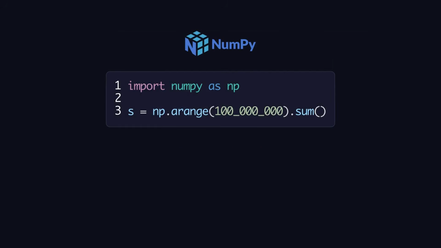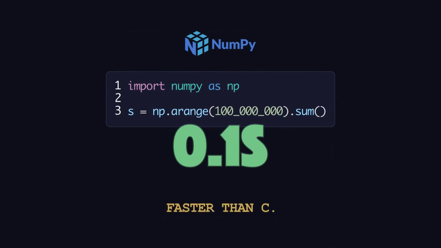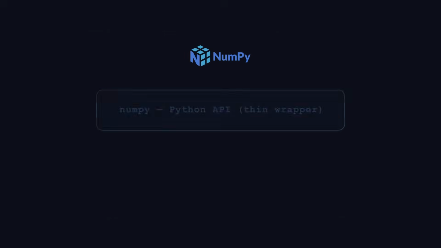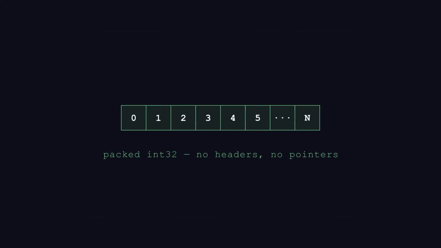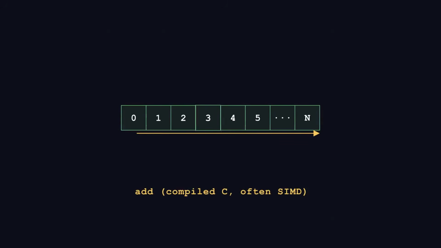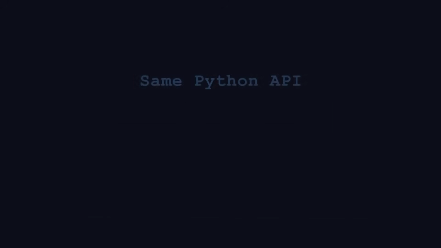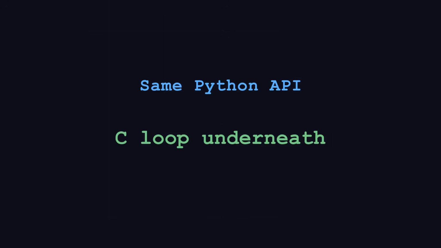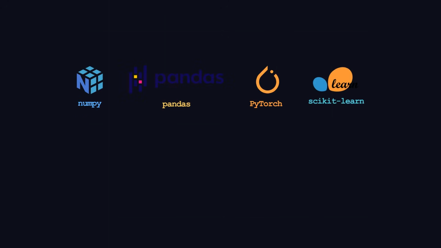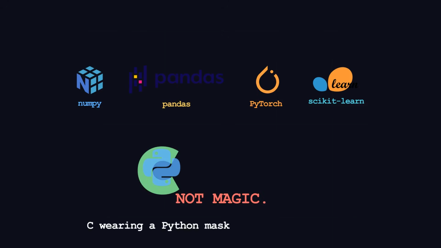No. Replace that Python loop with numpy. Same work. 0.1 seconds, faster than our C version, because numpy isn't really Python. It's a thin Python wrapper around a C library. The array is a contiguous block of raw bytes. The sum is compiled C code, hitting your CPU's add instructions directly. Same Python-looking API. C loop underneath. NumPy, pandas, PyTorch, scikit-learn. They aren't magic. They're C wearing a Python mask.